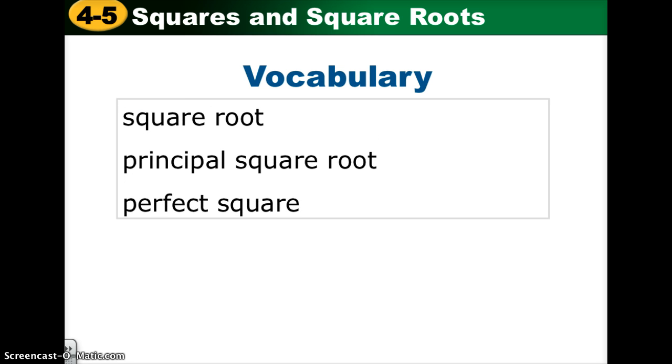We've been working with exponents. Now we're going to work with the inverse of an exponent, a square root. The principal square root and the perfect square are a couple of other vocabulary terms we'll talk about.